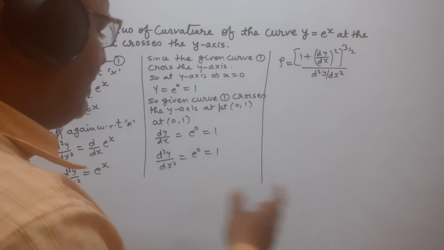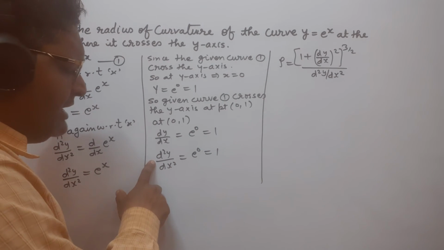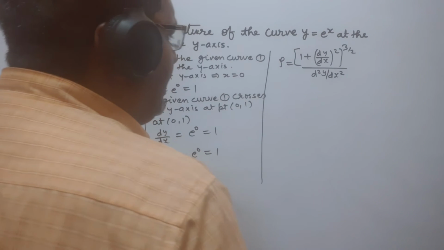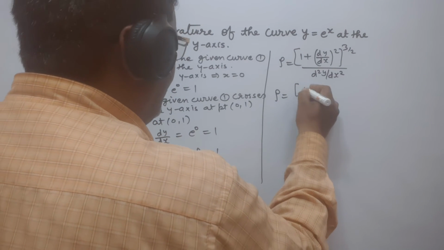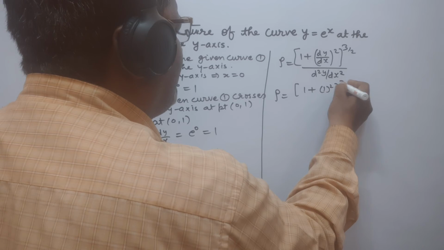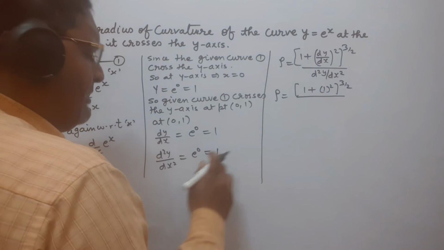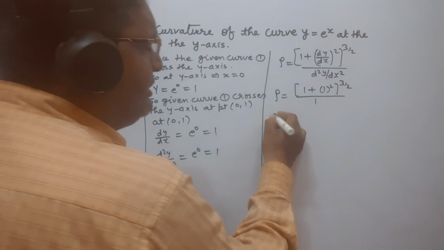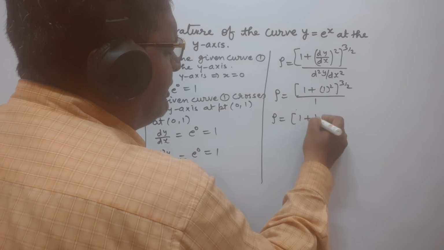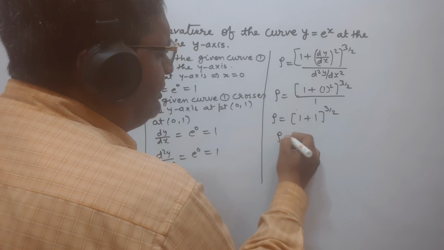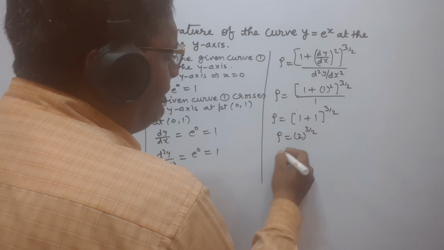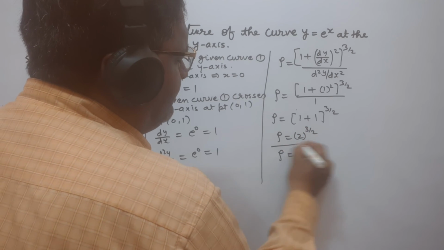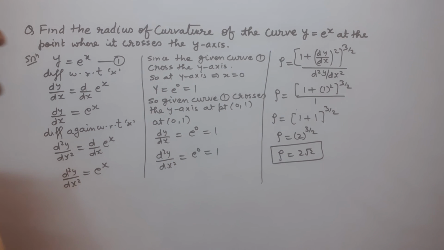Now we substitute value of dy by dx and d2y by dx2 in this formula and we get rho is equal to (1 plus 1 square) whole power 3 by 2 divided by d2y by dx2, that is 1. So rho is equal to (1 plus 1) whole power 3 by 2. So this is equal to 2 to the power 3 by 2. So this is equal to 2 root 2. This is the radius of curvature of the given curve y is equal to e to the power x at the point where it crosses the y-axis.